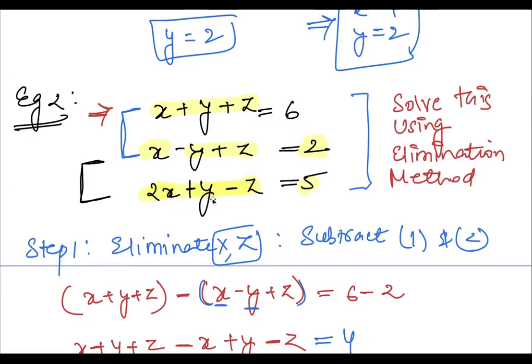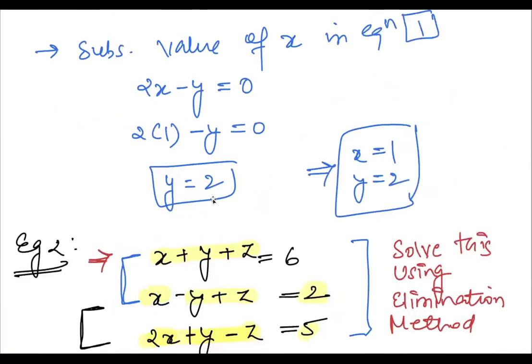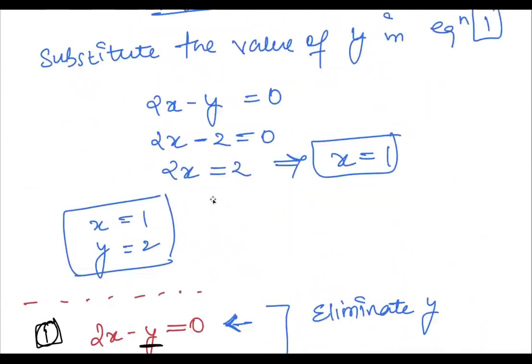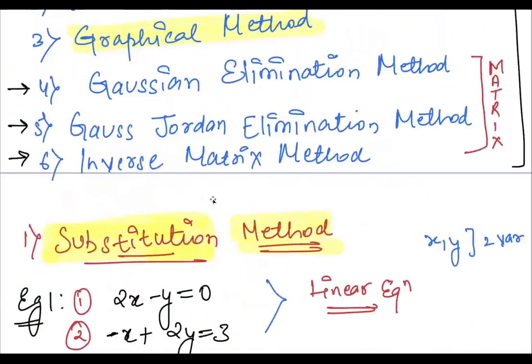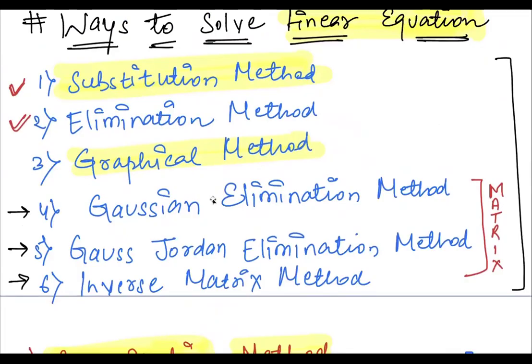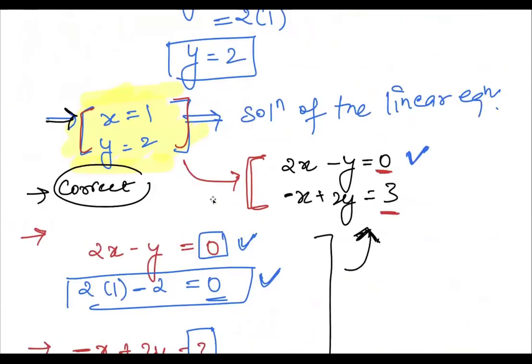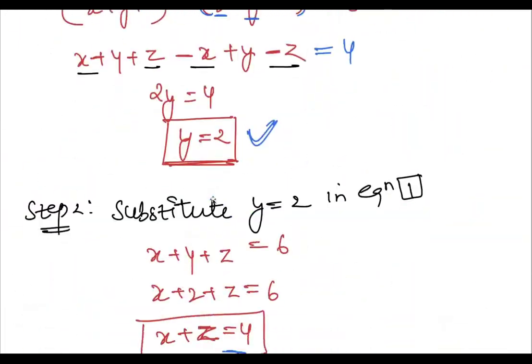Okay, perfect. So this was the elimination method. What we are trying to essentially do is eliminate one variable at a time and basically find the other variables. So this is what we call the elimination method. Now let's look at the graphical method.